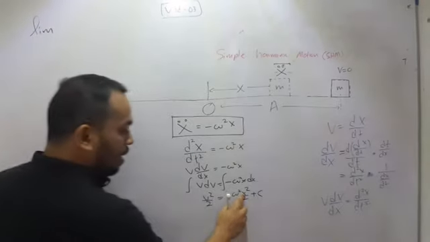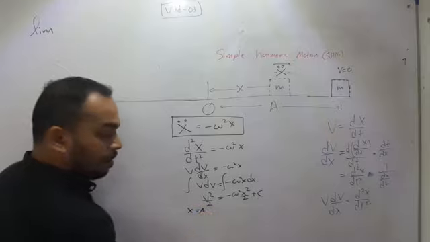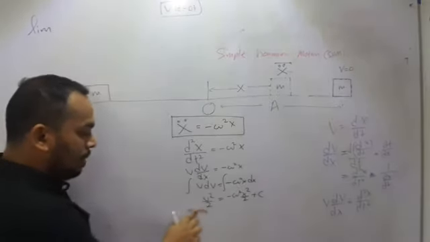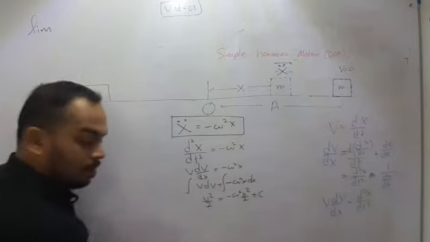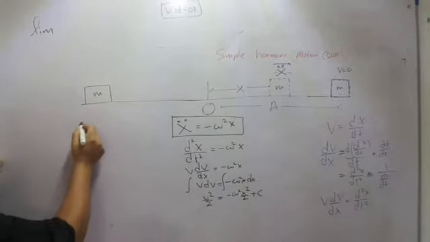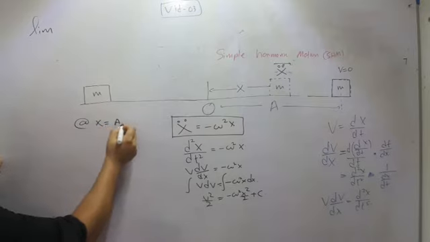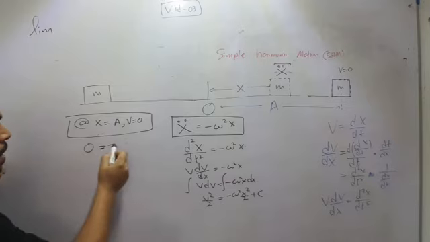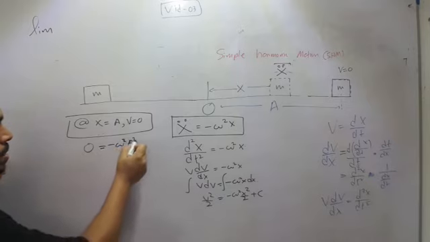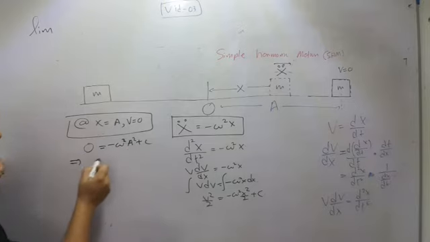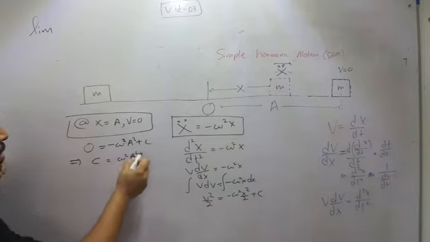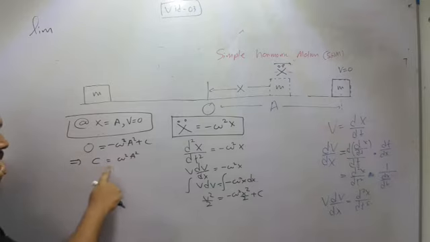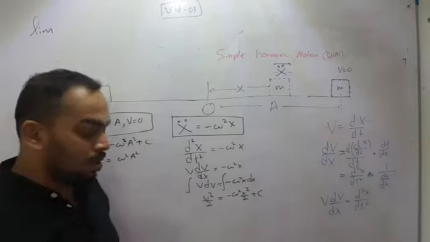So that means at x equals a, let me write it here. At x equals a, the velocity is 0. This is the data we use. So we use this: velocity is 0, so 0 equals minus omega squared a squared plus c. This implies c is equal to omega squared a squared. Right. Now we can substitute this into the equation here.